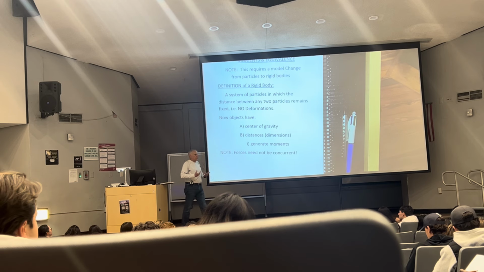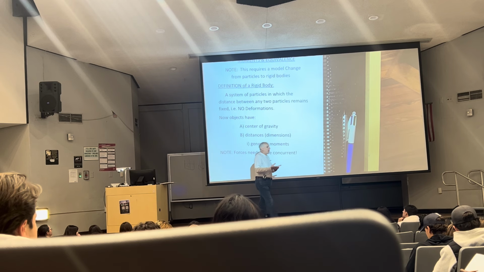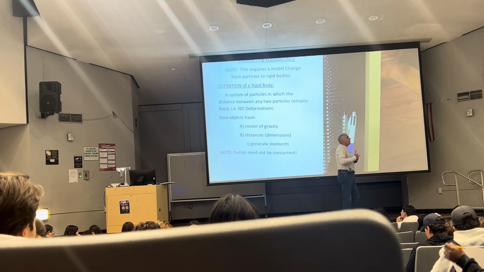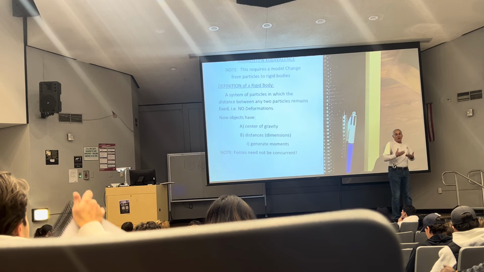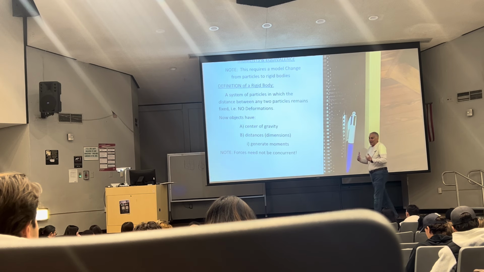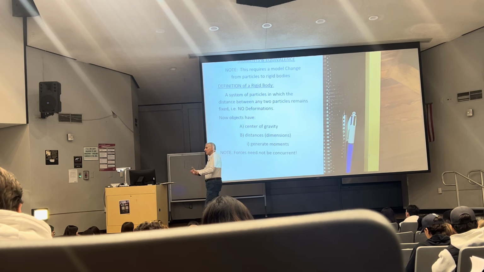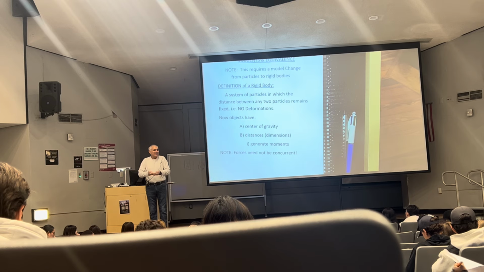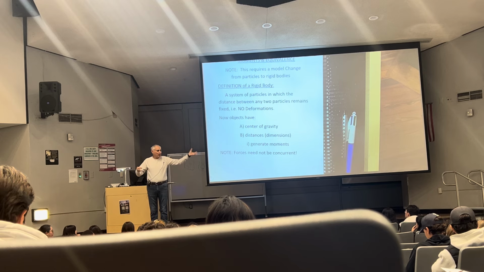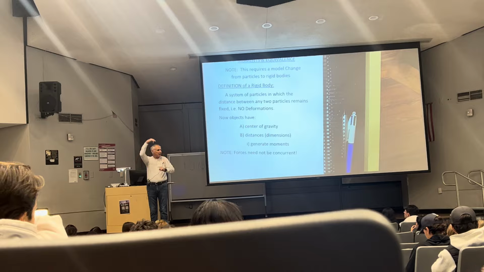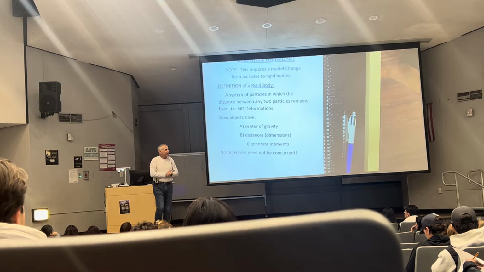Why do I have to change the model? Because this is the first chapter I'm trying to introduce moments. In order to have a moment, as you read in the first 8 pages, is force times distance. And you have to have a distance in order to create a moment. Well, in chapter 2 and chapter 3, there were no distances, there were particles. Everything came to a concurrent point.